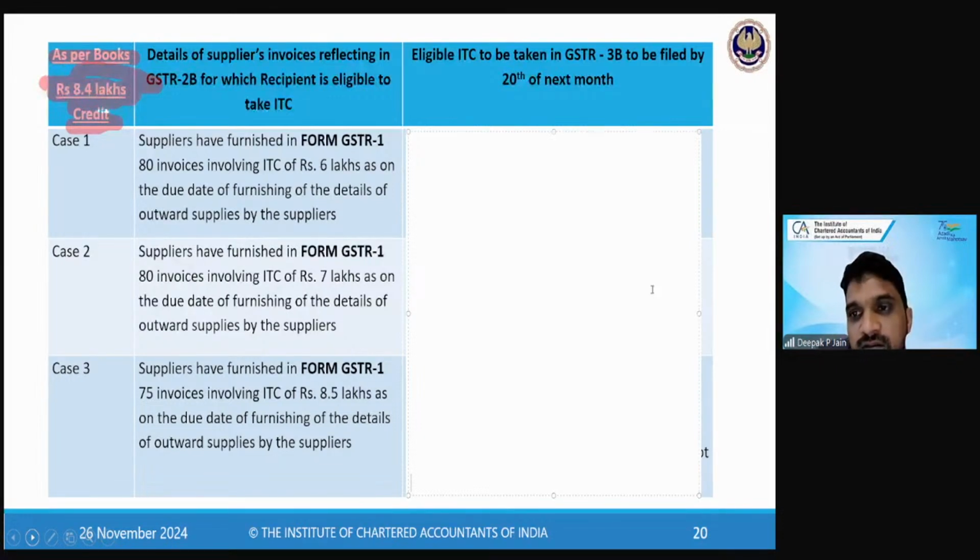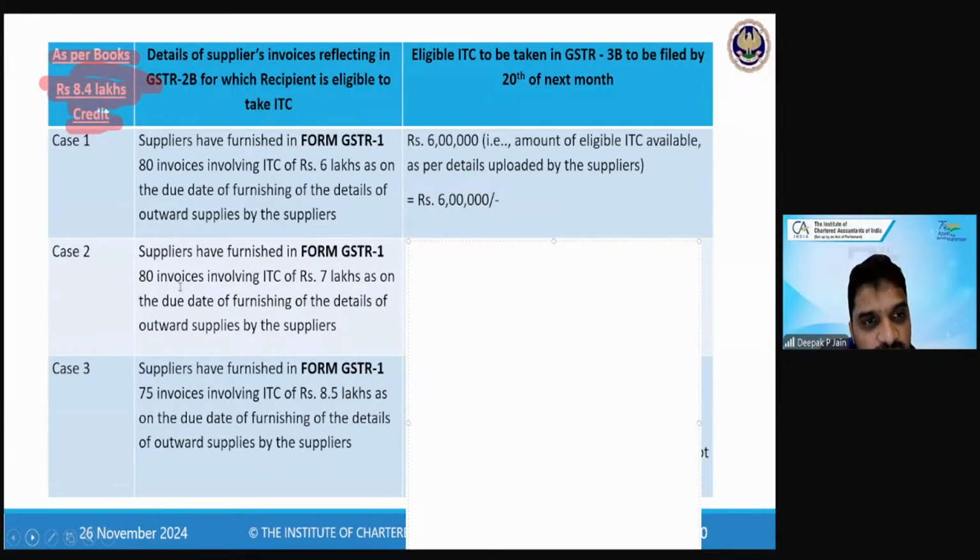6 lakhs rupees. If anything not under 17.5, correct. Because if it was 17.5, it would have been told in the question itself. Nothing has been told. So 6 lakhs can be claimed as a credit because that is what is appearing here. So 6 lakh amount of eligible ITC available. Second case, vanilla case, first one, so no problem.